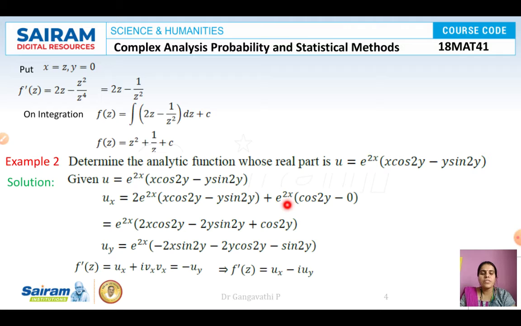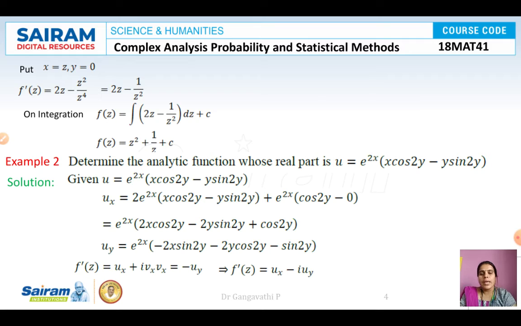Plus, now keep the first function as it is, that is e to the power of 2x, and differentiation of x cos 2y minus y sin 2y. Since the differentiation is with respect to x, this entire term acts as a constant because there are no x terms at all. And here cos 2y is a constant and differentiation of x is 1. Therefore, we get cos 2y minus differentiation of this is 0. And simplifying further, e to the power of 2x is a common term. 2x cos 2y minus 2y sin 2y, and this e to the power of 2x is taken outside, plus cos 2y. So that is our ux.